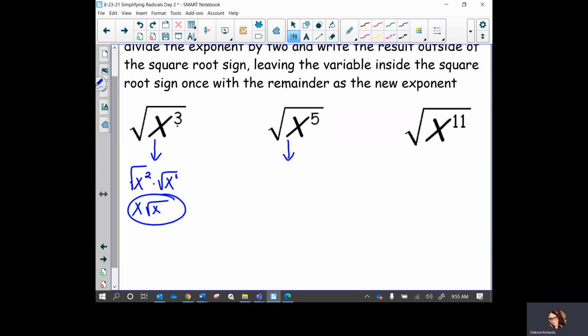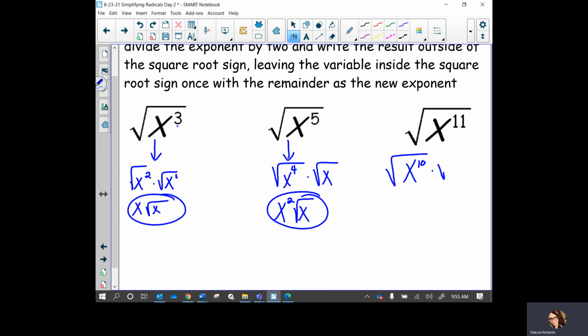X to the 5th. I would break that down as square root x to the 4th times square root x. Square root of x to the 4th, divide the 4 by 2, and that is x squared. And then you still have square root x, right? X to the 11th, again, the highest even number I can break it down as would be x to the 10th times x, or x to the 1st. Divide that 10 by 2, you have x to the 5th on the square root of x.